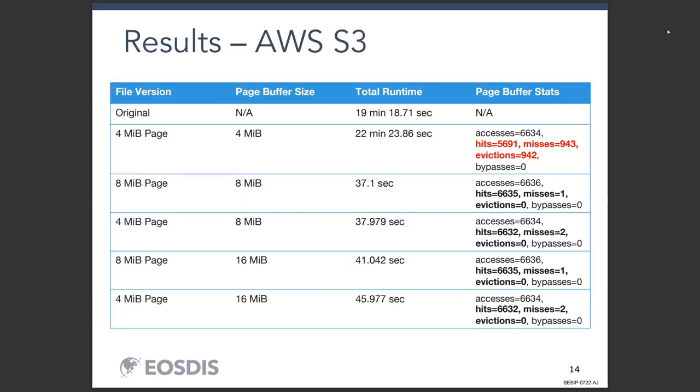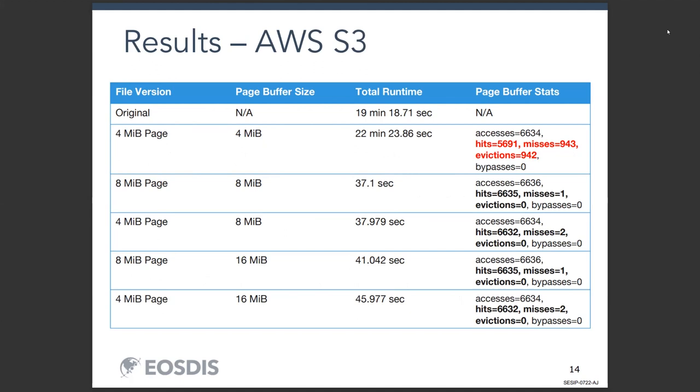And so the results: when those files were in S3 and I tried to list the content, where things are in the file, using the original, it took almost 20 minutes, 19 minutes and 19 seconds, to get this task done.